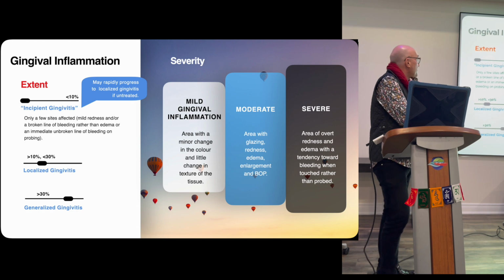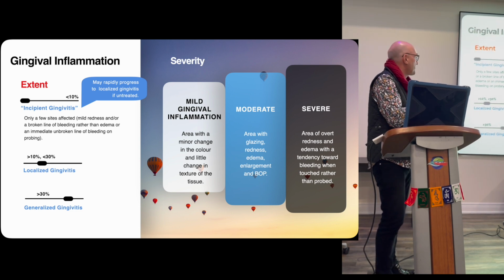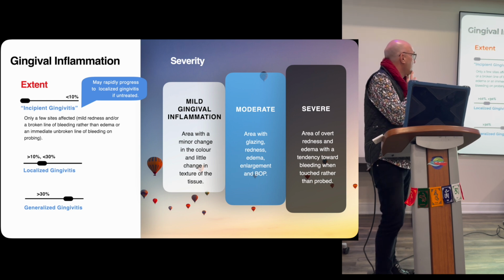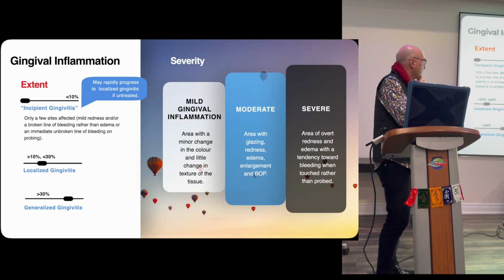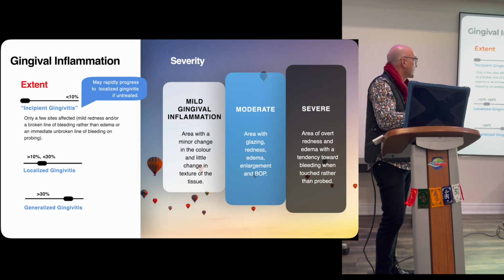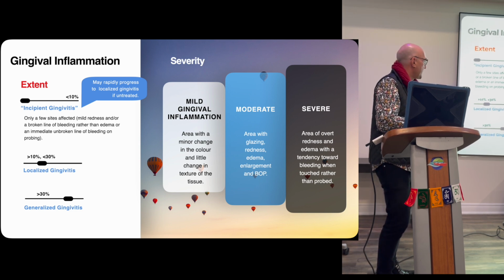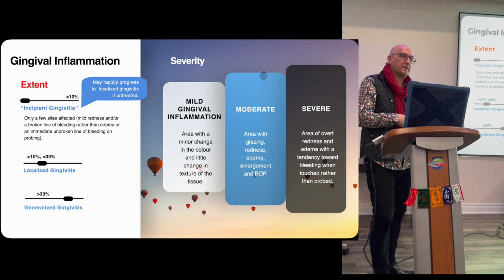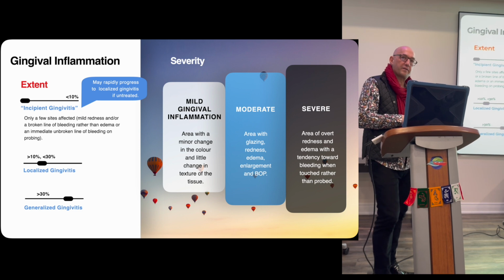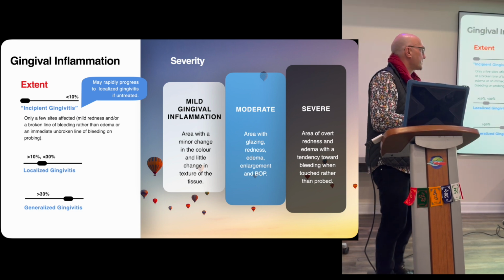So the extent, we have incipient gingivitis, localized gingivitis, and generalized. If only a few sites are affected, with a mild redness, a broken line of bleeding rather than edema, or an immediate unbroken line of bleeding on probing, it's an incipient gingivitis. Localized is more than 10, less than 30, and generalized is more than 30%. So these are the parameters that we have for gingivitis.